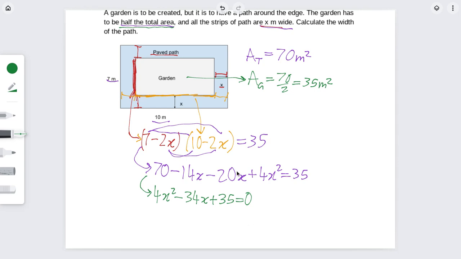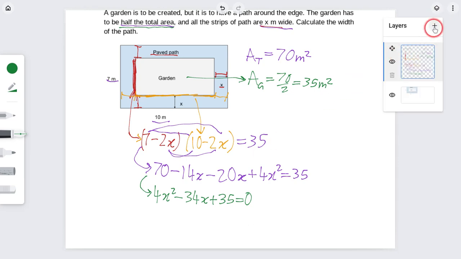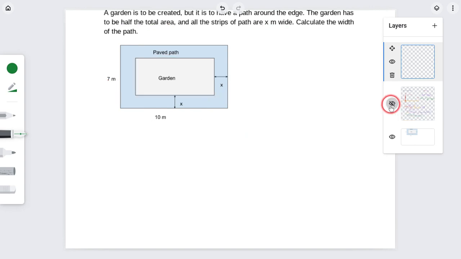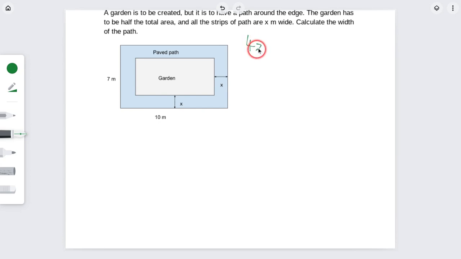Now, this is where the tricky part starts coming. This is where we know that this might not simplify nicely, so what we will use is the quadratic equation. Does anybody know exactly what the quadratic equation is? First I'll write this right here: 4x squared minus 34x plus 35 equals 0. Now, we have to use the quadratic equation. What is the quadratic equation? Can anyone remember?